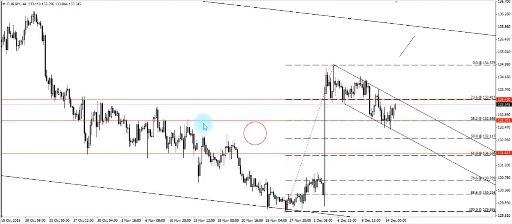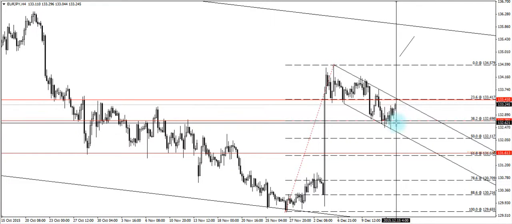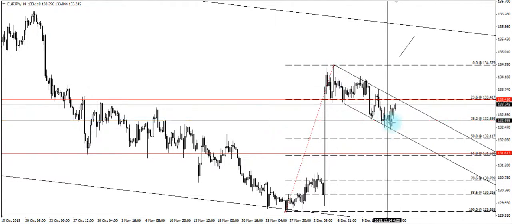Next, we have the euro against the Japanese yen. So what happened is that we have seen that the price has finally begun to rebound and begin to appreciate as the price got supported at the retracement level of 38.2% at the price of 132.69.